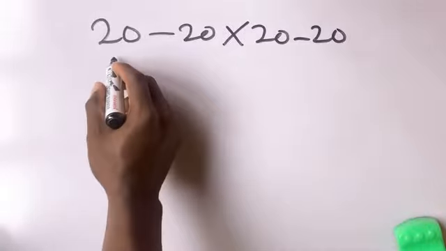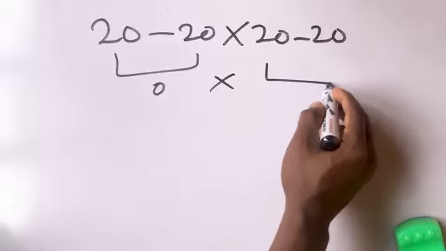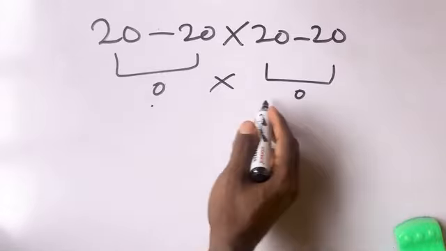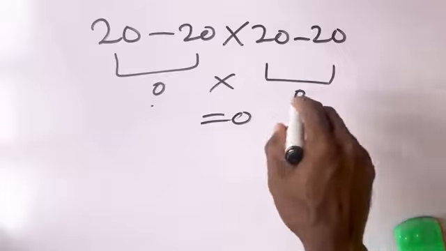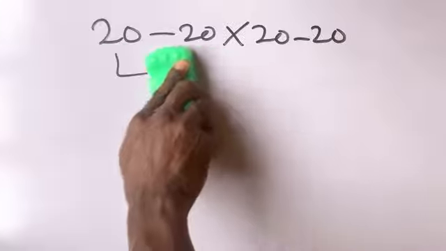20 minus 20 is what? 0. Times 20 minus 20, 0. 0 times 0 is equal to what? 0. But this answer is not correct. What's the correct answer? Let's solve it.